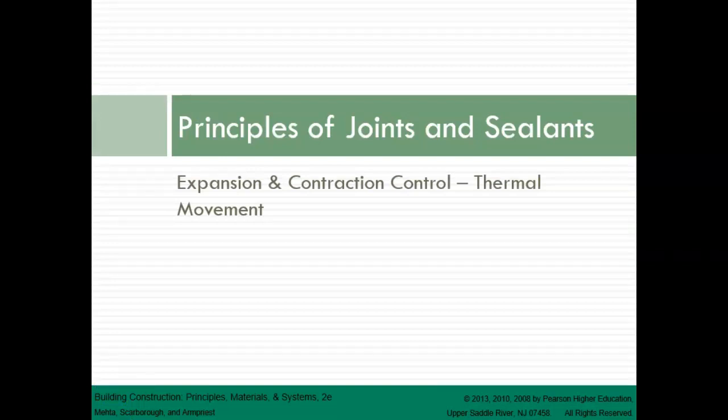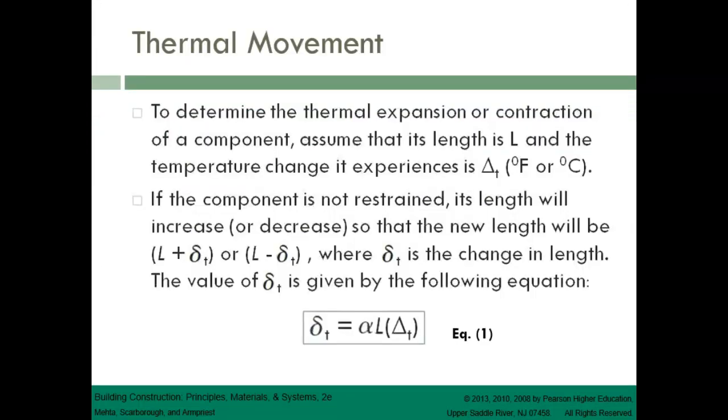So let's take a look at expansion and contraction control with thermal movement. To determine the thermal expansion or contraction of a component, we must assume that its length is L and that the temperature change it experiences is delta T times degrees Fahrenheit or degrees Celsius. If the component is not restrained, its length will increase or decrease, so that the new length will be the length plus delta L or length minus delta L, where delta L is the change in length. The value of delta L is given by the following equation.